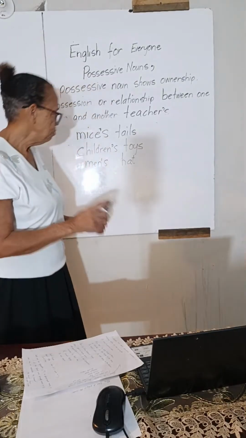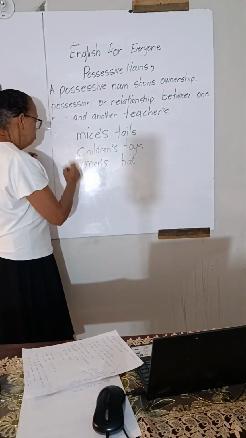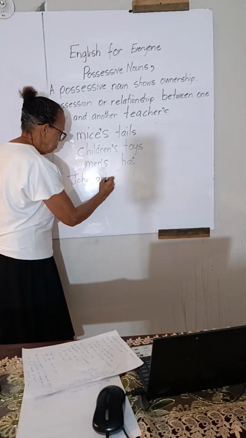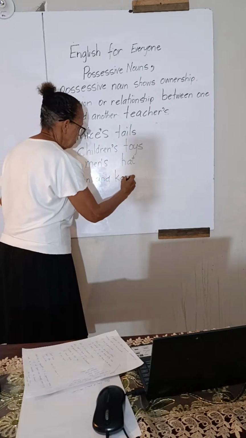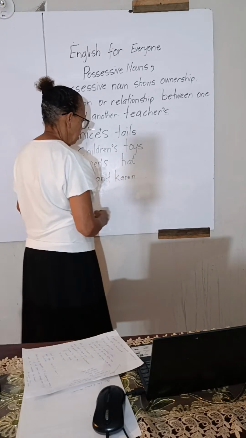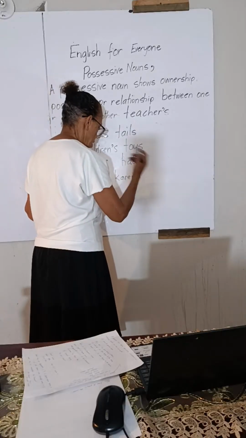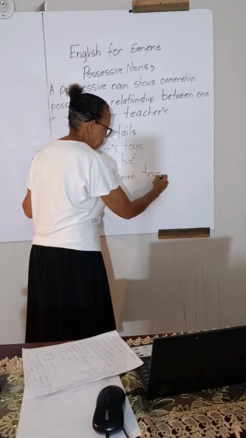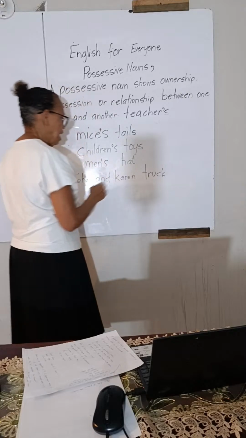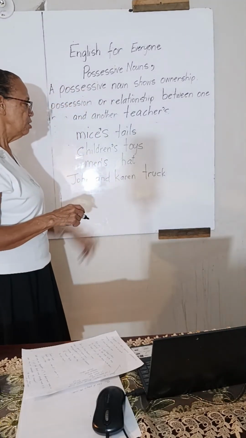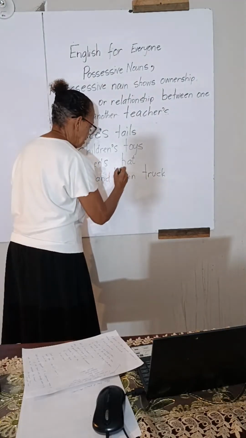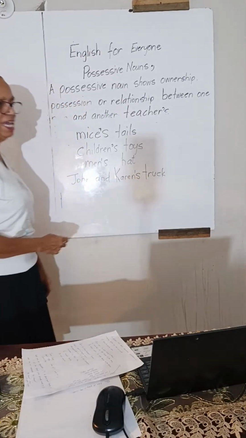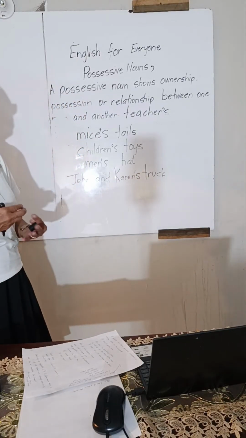Then we look at people if they have the same thing. We look at John and Karen's truck. We are going to have to remember to put the capital letter, John and Karen's. So you only put the apostrophe at the end of Karen's because the truck belongs to both of them.